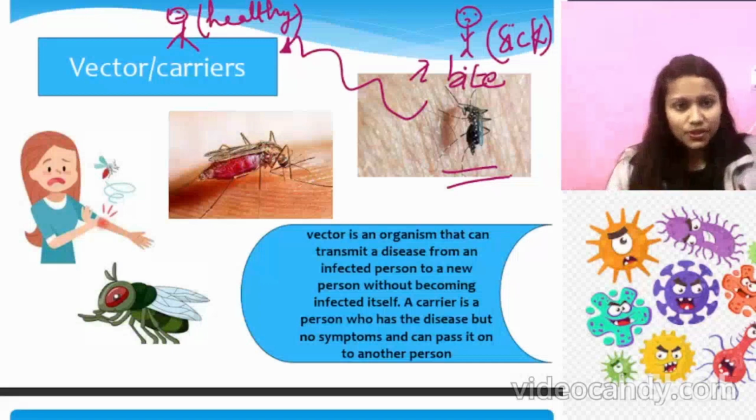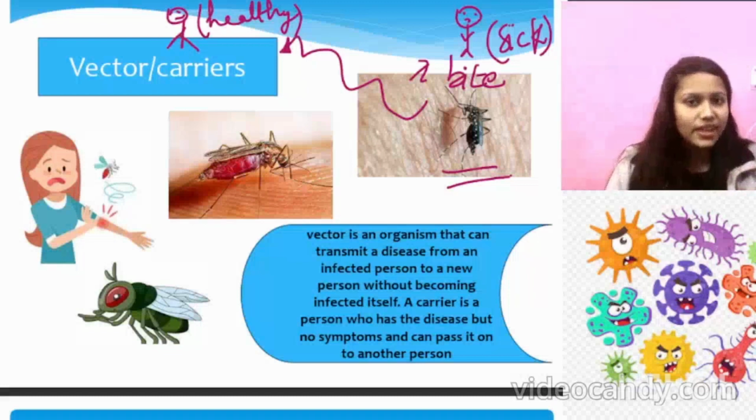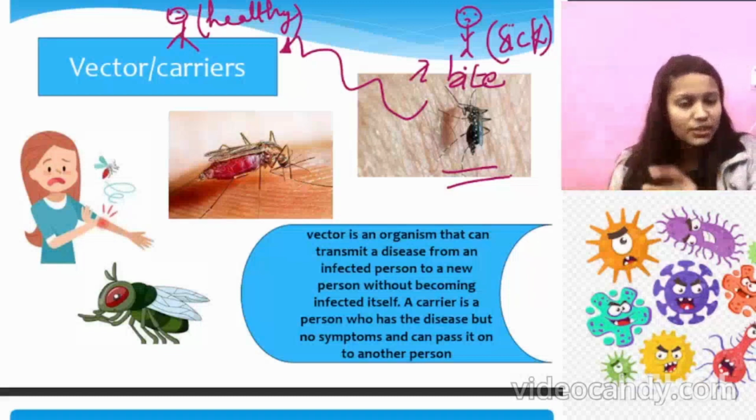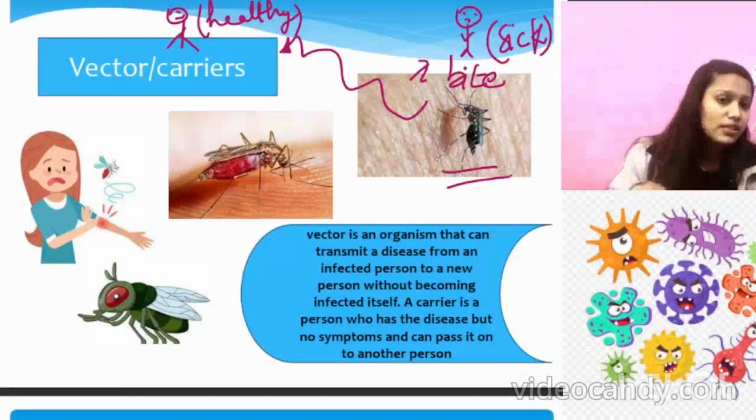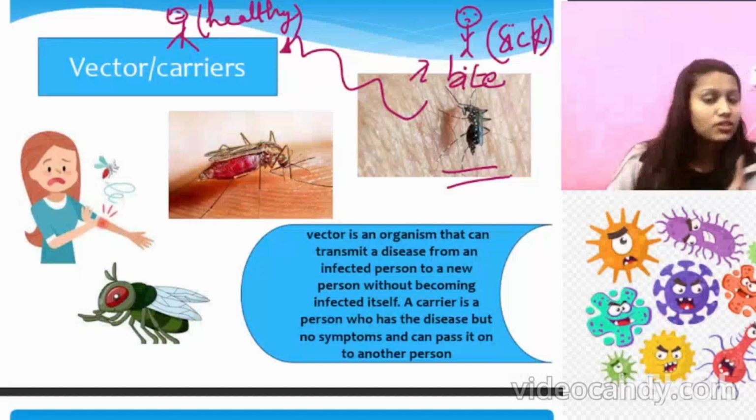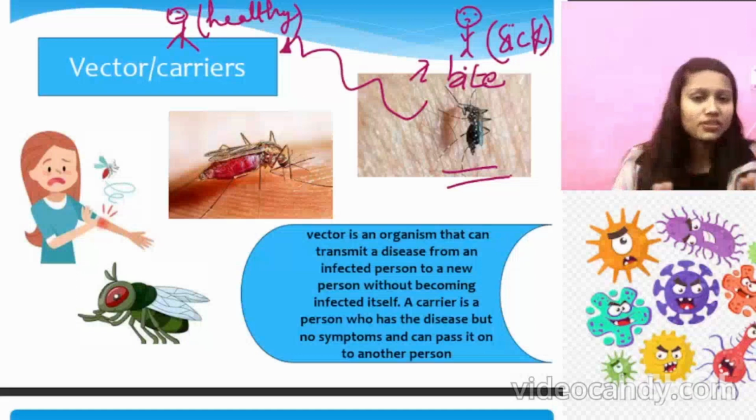It sucks the blood, and whatever the pathogen is here, it gets transmitted to this carrier or vector, and then it goes to the healthy person. There also it sucks the blood and transfers the pathogen. But in the whole process, this carrier vector is not getting affected. Means the mosquito here is not getting affected. इसको कोई disease नहीं हो रही है. It is completely fine. इसको कुछ नहीं होगा, but that healthy person will get affected.